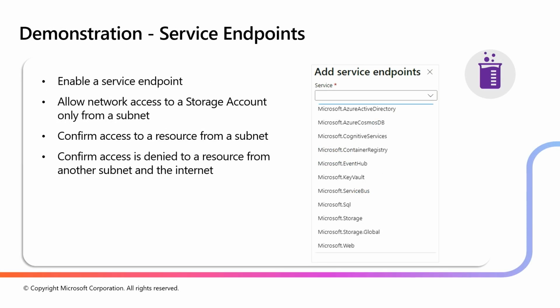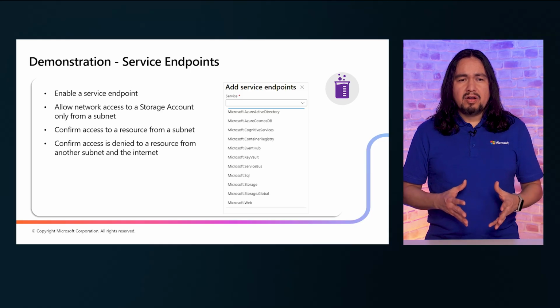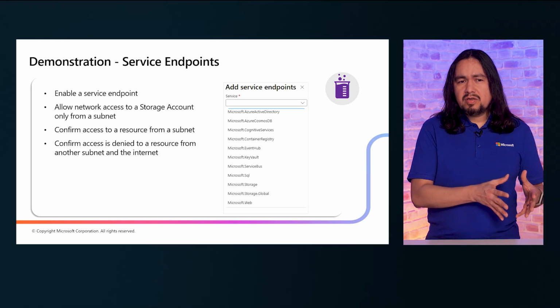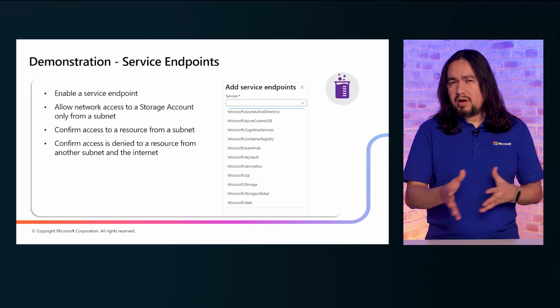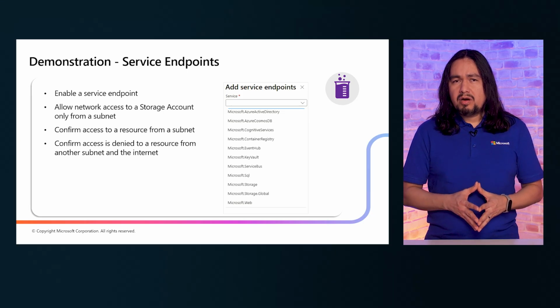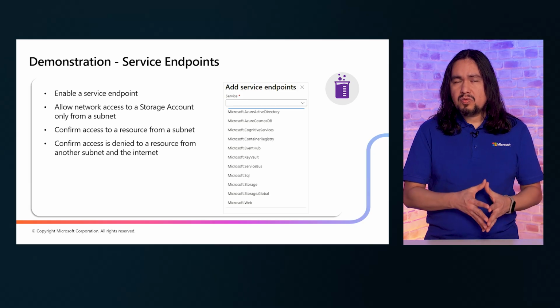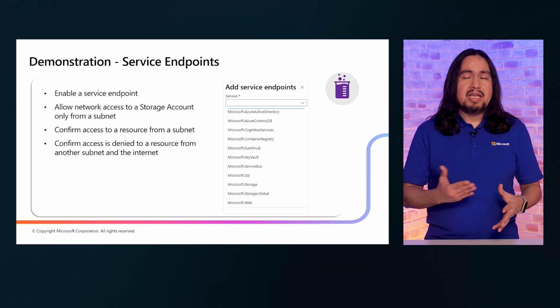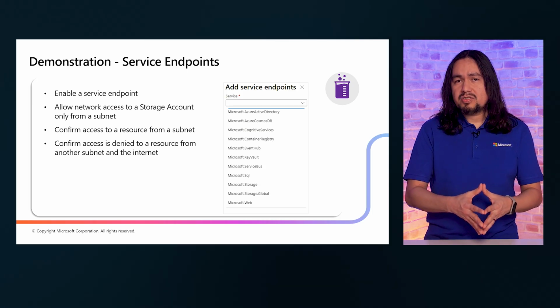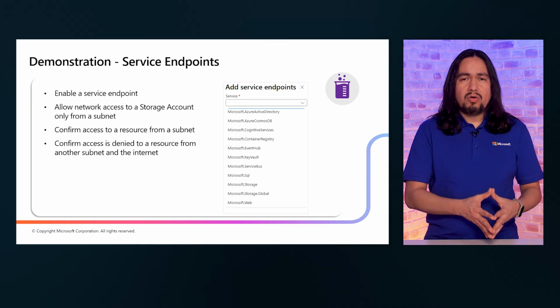Now, let's take a look at how we can enable a service endpoint in a specific subnet. Then later, we're going to allow network access to a specific storage account from one of the subnets that we have. We are going to confirm that we can access that specific service using the service endpoint. And then we're also going to confirm that we cannot access that specific storage account from another subnet or from the internet.